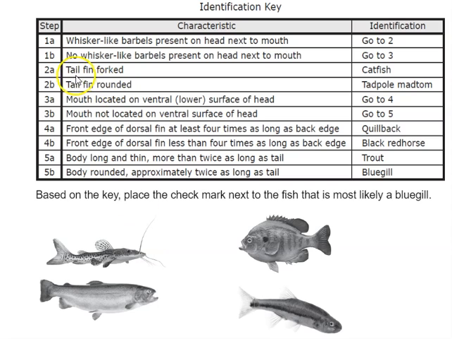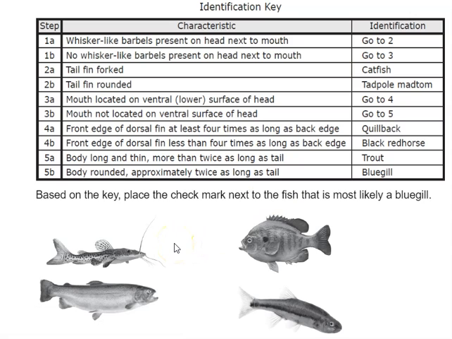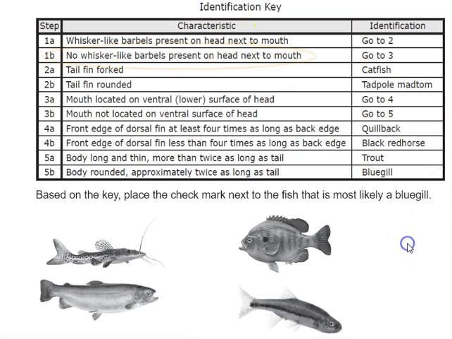2A says tail fin is forked. 2B says tail fin is rounded. And it looks like a forked tail where it goes in and out there at the end. It's definitely not rounded. That's a catfish. And they're called catfish because of the whiskers. Right? So we figured out what that one is. Now we have the 3 left. So since it wasn't that one, we're going to go with this, no whiskers present on head next to mouth. So we're going to go to 3.